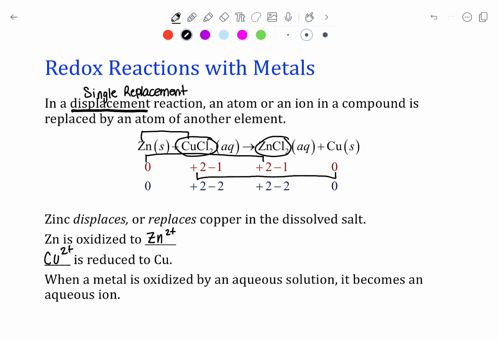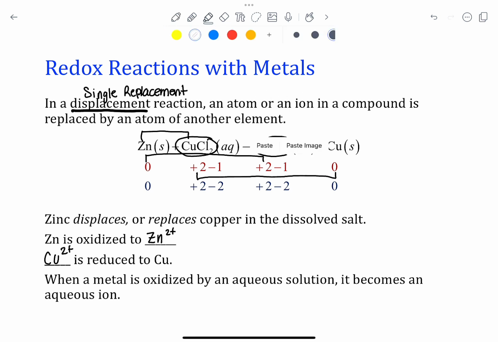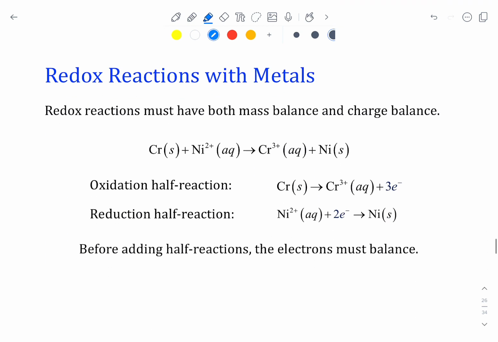And we can see what's being oxidized and reduced now through the oxidation numbers, because they tell us how that oxidation number is changing based off of the product or reactant. So when a metal is oxidized by an aqueous solution, so in this case, zinc is oxidized by copper chloride, it becomes an aqueous ion, right? It became zinc 2 plus. Redox reactions must have both mass balance and charge balance, which we've looked at a little bit before when we were introducing the concept.